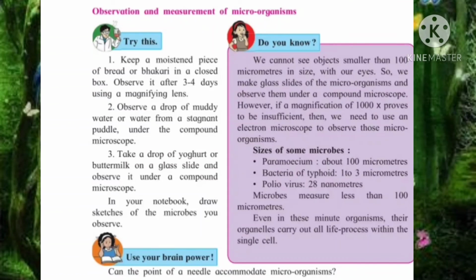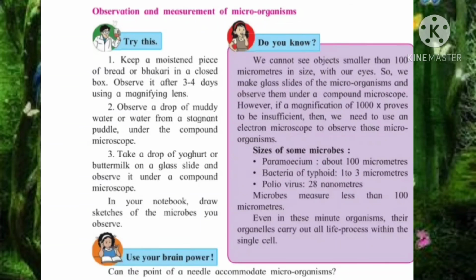See their sizes: 1 millimeter is how many micrometers, 1 micrometer is how many nanometers. So paramecium size is how much? 100 micrometers. Then bacteria of typhoid, it is 1 to 3 micrometers. Then poliovirus, it is 28 nanometers. Microbes measure less than 100 micrometers.